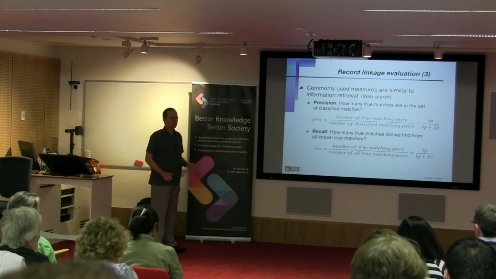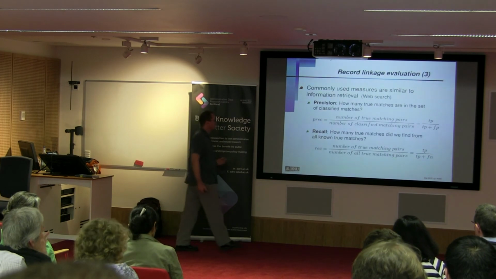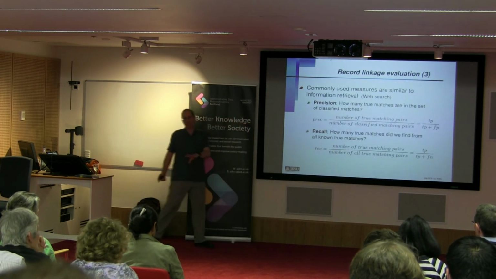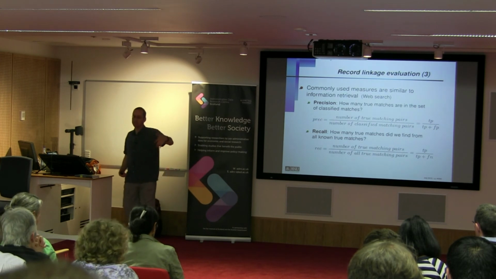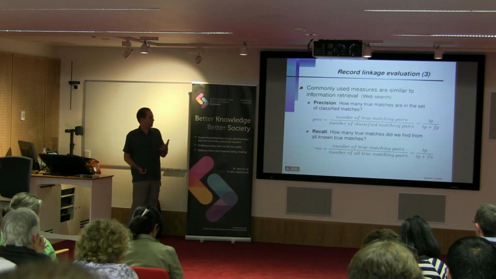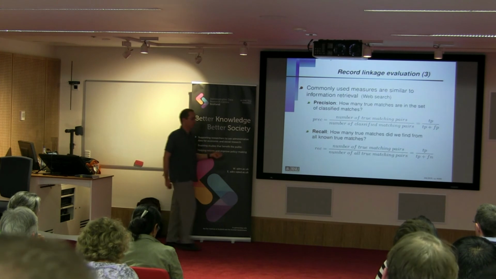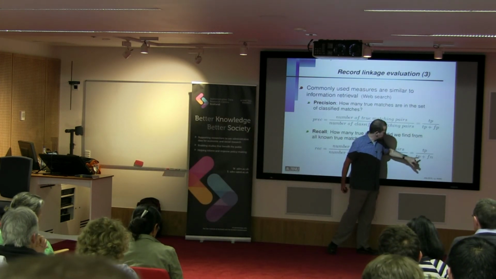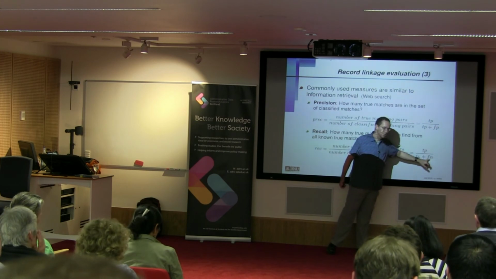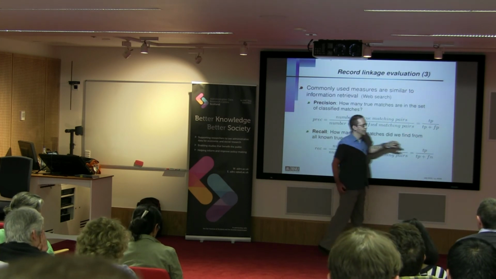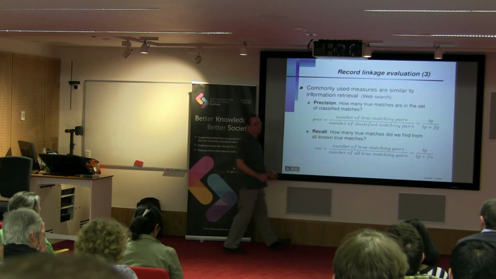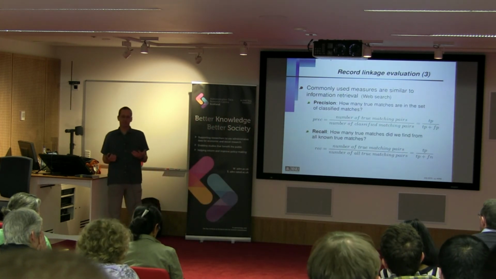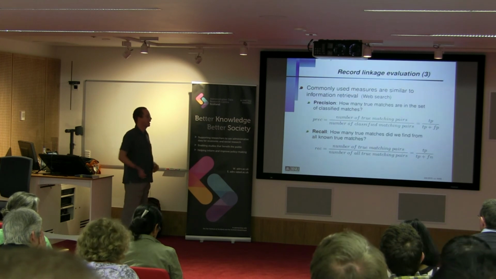Then we have recall, which measures how many true matches we found from all true matches. This takes into account how many matches we didn't classify as matches. So that's again the true positives, the pairs which we classified as being a match, divided by the true positives plus the false negatives, the ones we missed. And these two measures give us a much better picture of how good a linkage actually is, compared to accuracy.